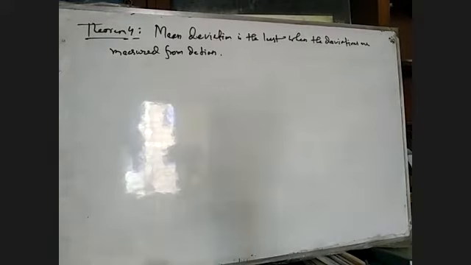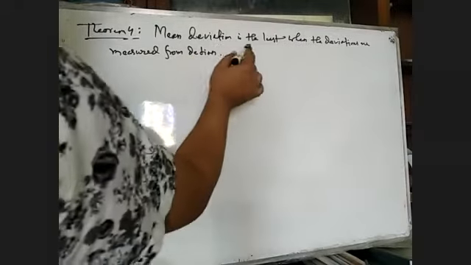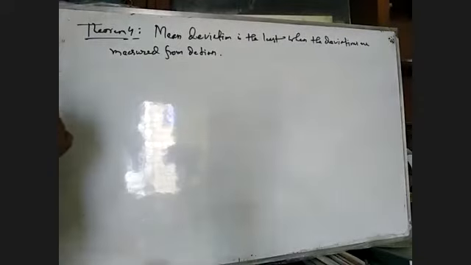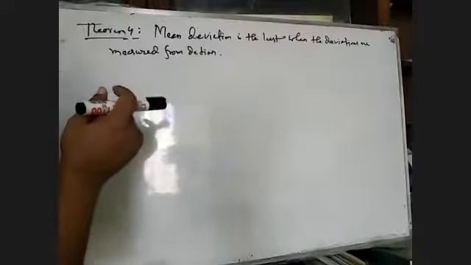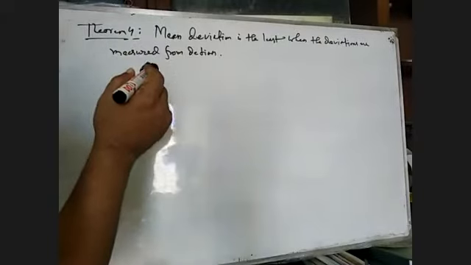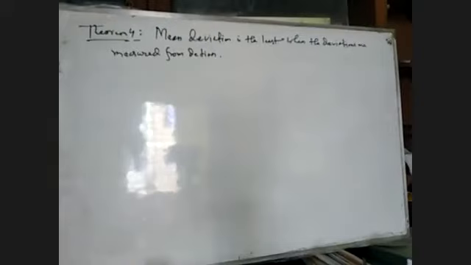Okay, another theorem. This is a very important theorem for you. Mean deviation is the least when the deviations are measured from the median. Okay, the mean deviation is the least. We have to prove that the mean deviation is least when the deviations are measured from the median, when we measure the deviation from the median.